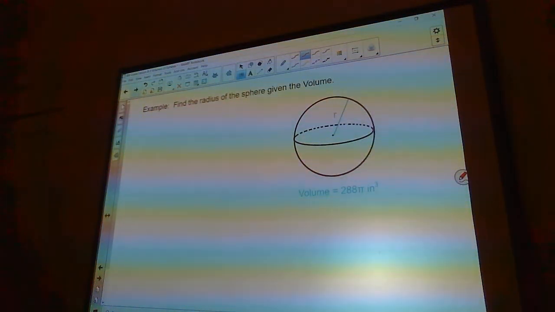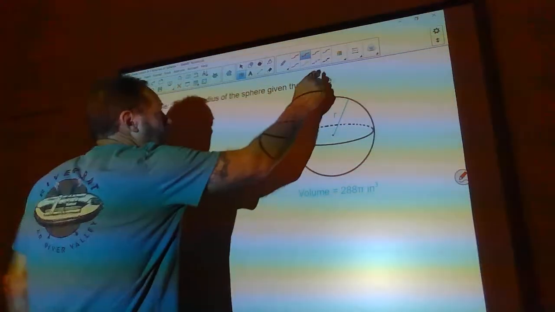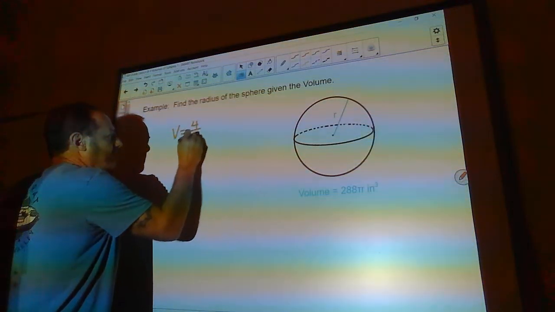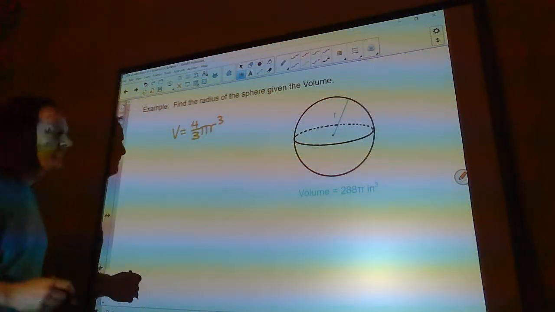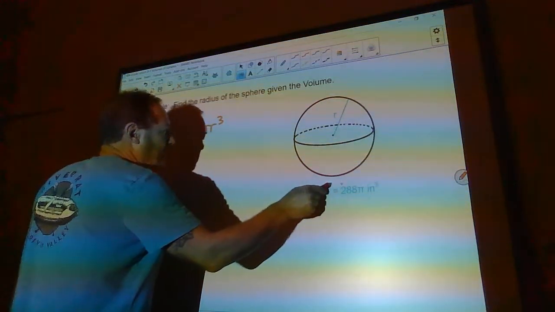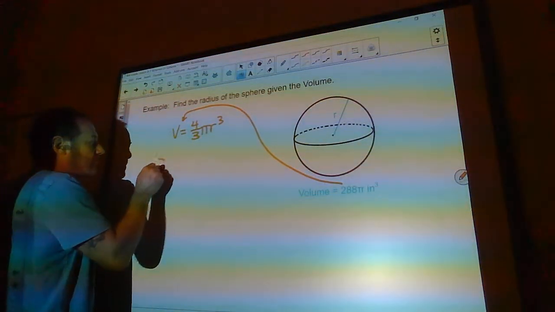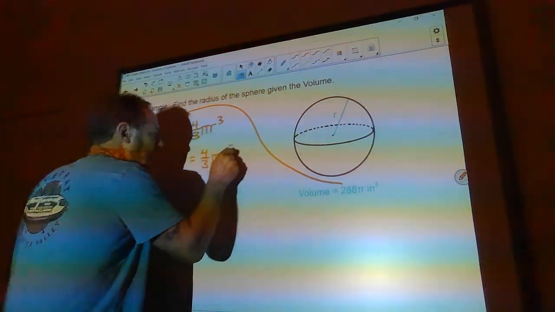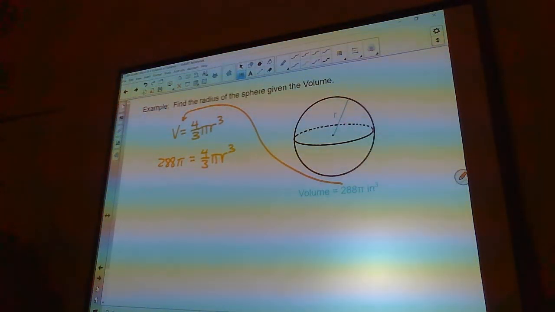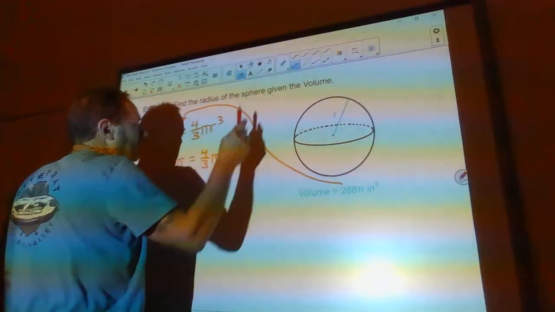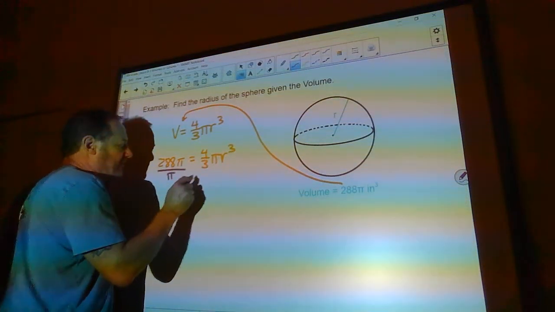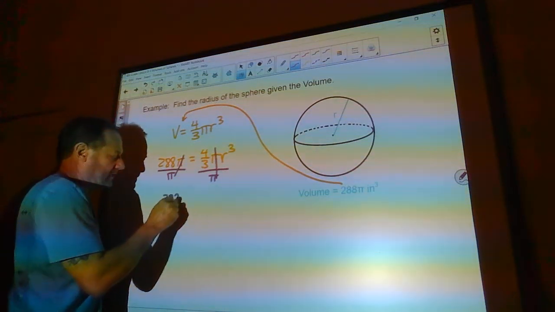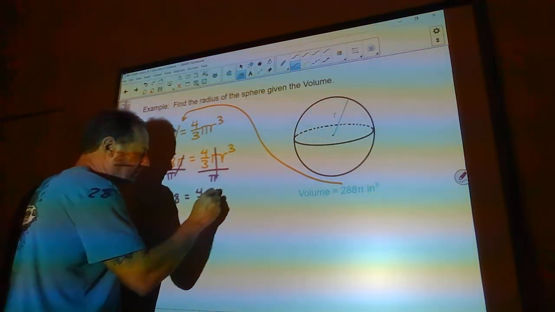Okay, find the radius of the sphere given the volume. On this one, we already know the volume. We're going to go ahead and write down the volume formula anyway. Then we're going to take our volume and plug it in right here. So 288 pi equals 4/3 pi times the radius cubed, and we're going to figure out what r is. Since I've got a pi on both sides, I'm going to divide out the pi's. So 288 is going to equal 4/3 r cubed.